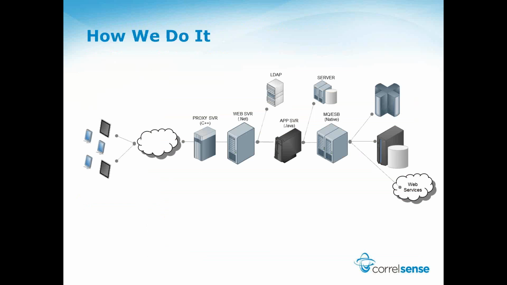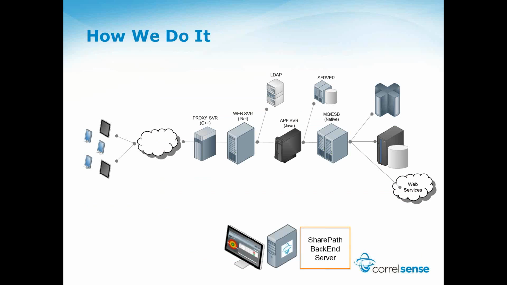So how does the Correlsense SharePath solution work? Well, it's actually quite elegant and powerful. First, it has a back-end server, which is our monitoring component. And then on each of the tiers of the application in the data center, we deploy a very small software component that monitors those tiers and allows us to get the transactional visibility step-by-step in the data center. And then for the back-end systems, we see those as what we call observed tiers, so we can see requests going to them without actually putting any monitoring software on the mainframe or on the database.